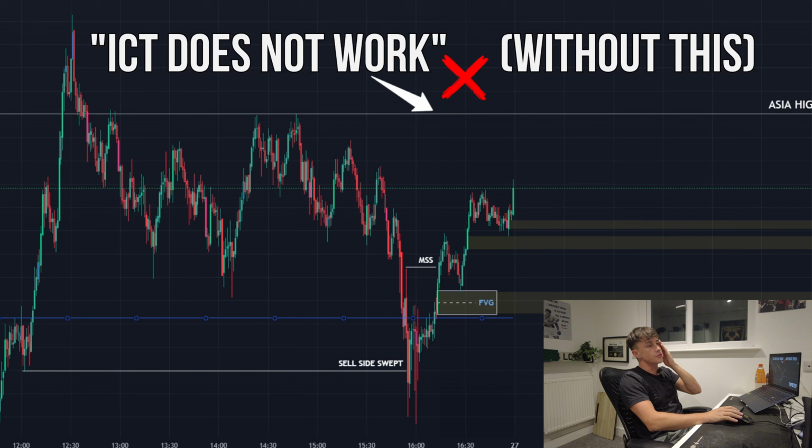So today I'm going to show you how you can use ICT concepts and then also combine them with the PVSRA method. If you aren't aware of the PVSRA method, or if you're not even aware of ICT concepts, I'm going to show you the basics of ICT concepts, and then I'm also going to show you how you can integrate the PVSRA method, which is what I use, which are the vector candles and things like that. And that's why we have one of the best win rates amongst any ICT trader.